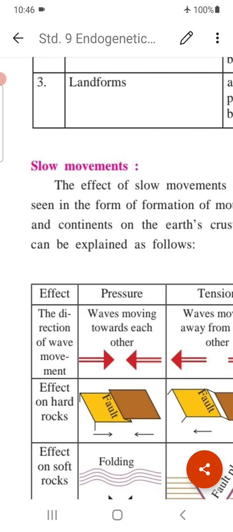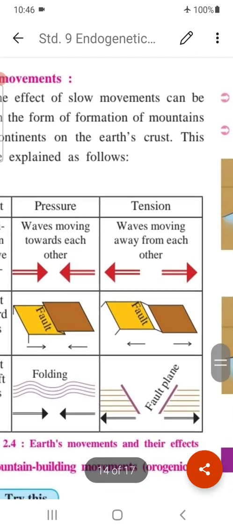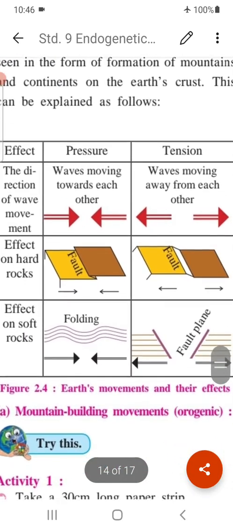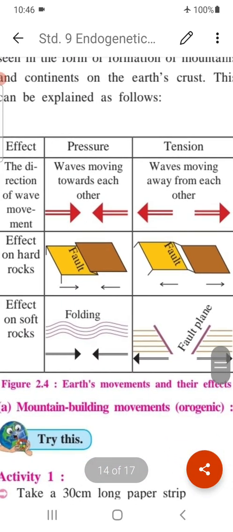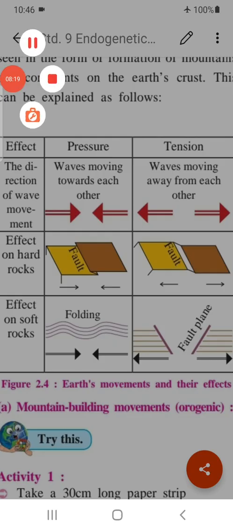Fine students. Now see, the first category is slow movements. Let's know more with the help of the figure here. One figure is shown. Just see this figure, Earth's movements and their effects. What is this figure about? Earth's movements and their effects. So what is given in this figure?